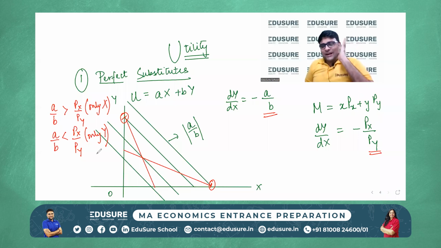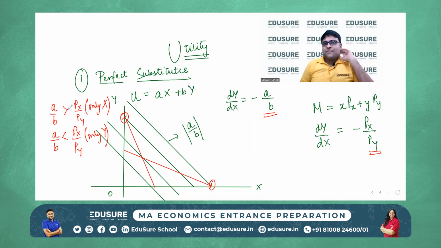This is quite easily understandable also in the way that if a by b is greater than px by py, it means that a, which is the coefficient of x, is much higher than the coefficient of y when we compare the prices. So x can more cheaply give me more utility than the y commodity. That is why, with a by b greater than px by py, x is the cheaper good giving me more utility in comparison to the y commodity. Here in this case, it is the opposite. X is the more expensive commodity giving me less utility than if I consume only y.